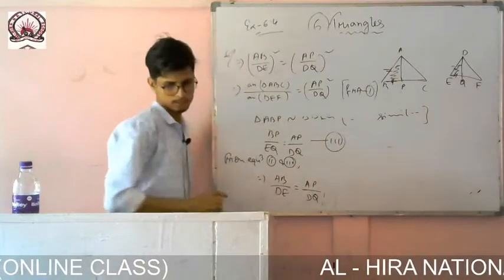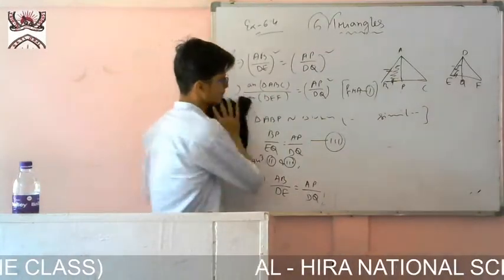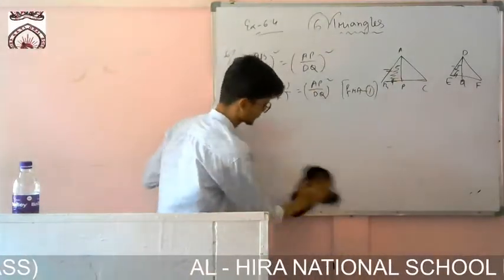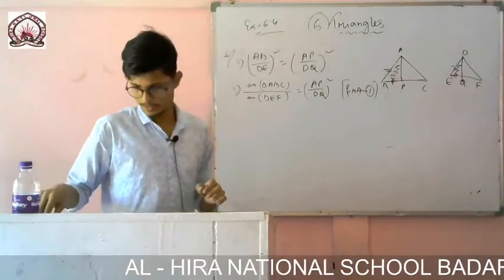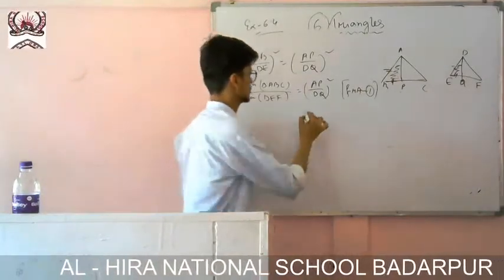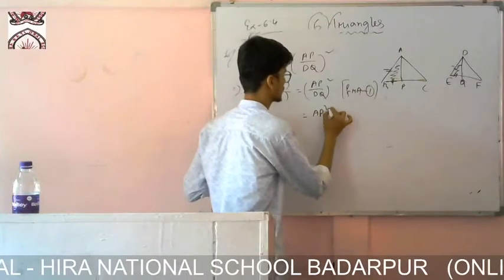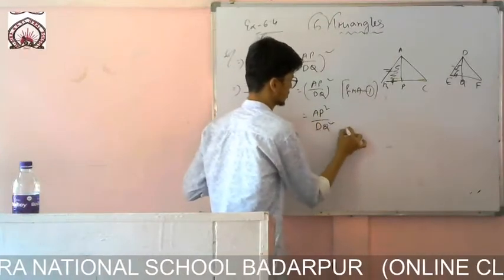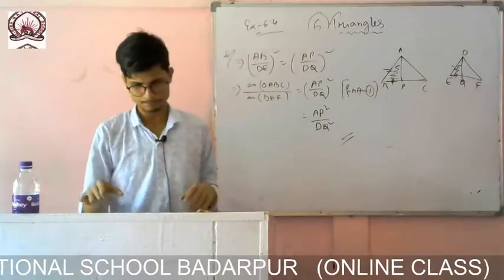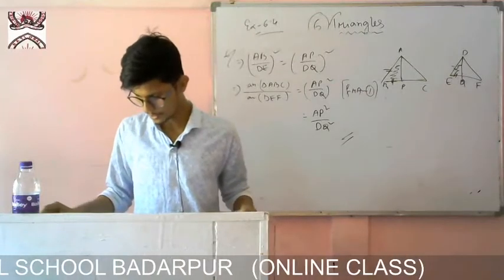Okay, so this one is finished here, which is in the square ratio, which I can write like this: AP square by DQ square. So proved. Now let us move to question number 7.